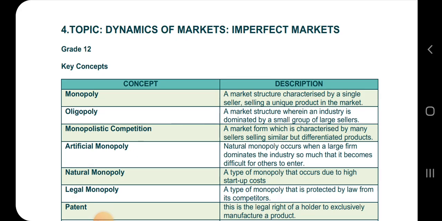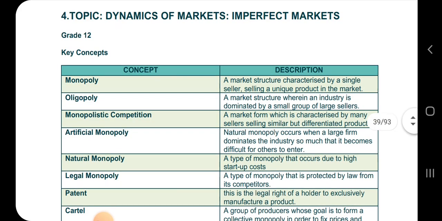So when we're talking about imperfect markets, we're talking about a market where all the conditions of a perfect market do not exist. In an imperfect market, there are not many buyers and sellers. There are restrictions to entry. So the imperfect market is the opposite of perfect markets.